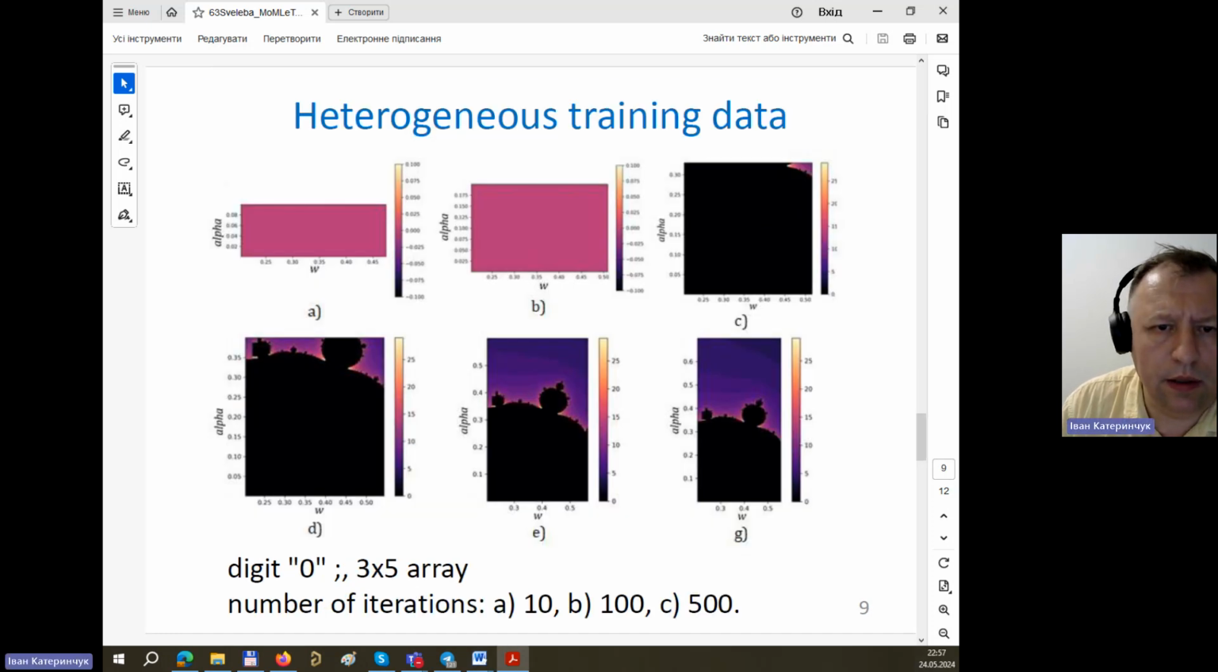Comparing the obtained fractal structure under the condition of heterogeneity with the homogeneous input array, it can be argued that an increase in the heterogeneity of the input array leads to a decrease in the number of small details in the fractal structure.